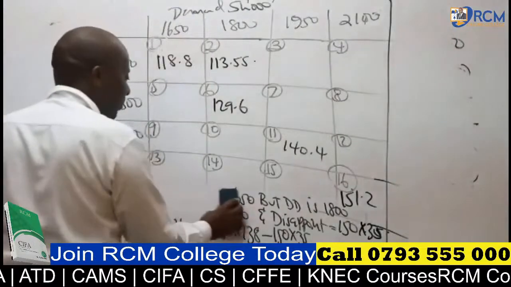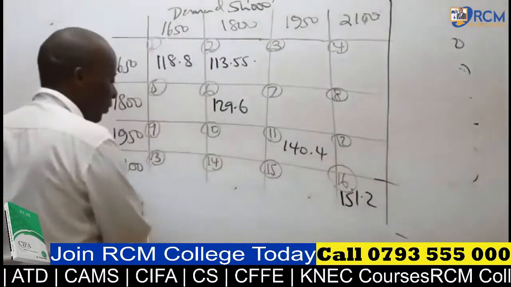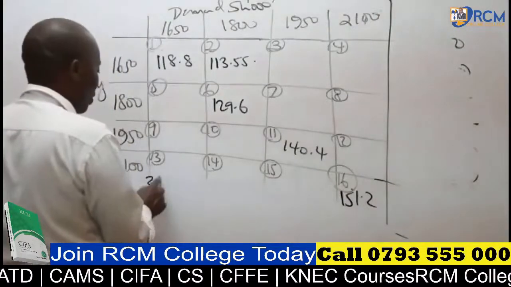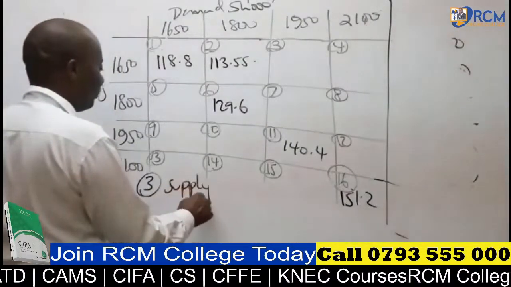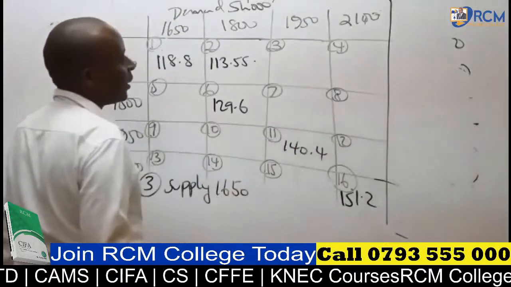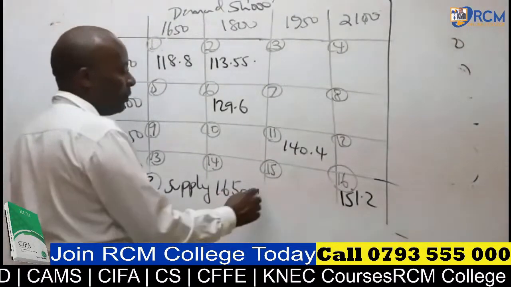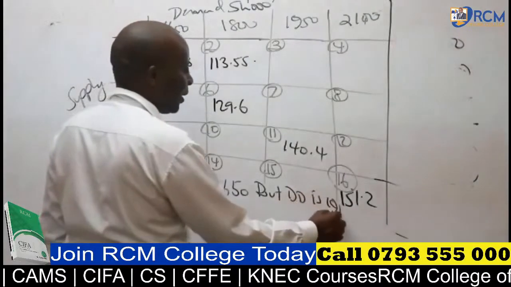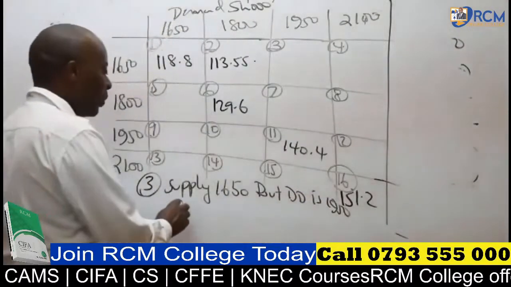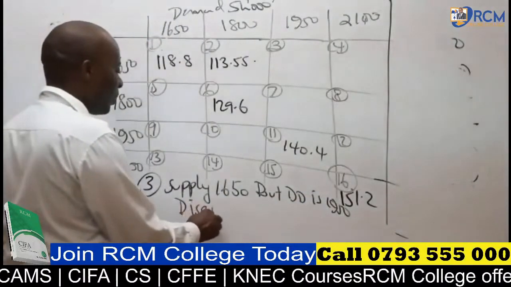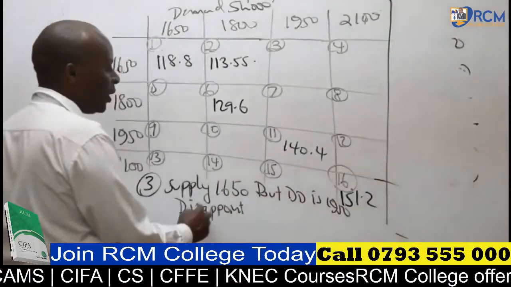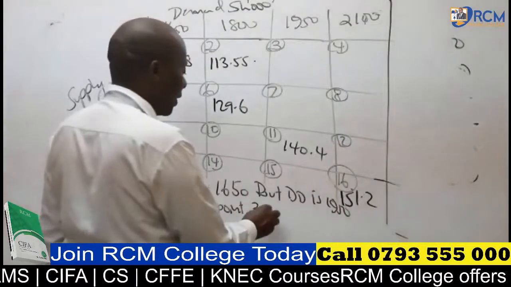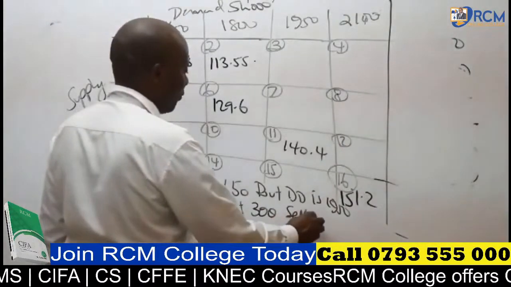So for cell number 3, I would want to make this very clear. For cell number 3, we supply 1650, right? But demand is 1950. Meaning that we shall disappoint how many customers? I'm being told it's 300. And then of course we shall sell 1650.